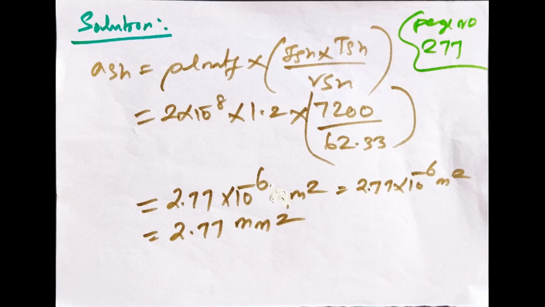Continuation of the solution. ASH, that is the area, is equal to rho LMTF into ISH into TSH divided by VSH, which is 2 into 10 power minus 8 into 1.2 into 7,200 by 62.33. ASH value we obtain is 2.77 millimeter square.